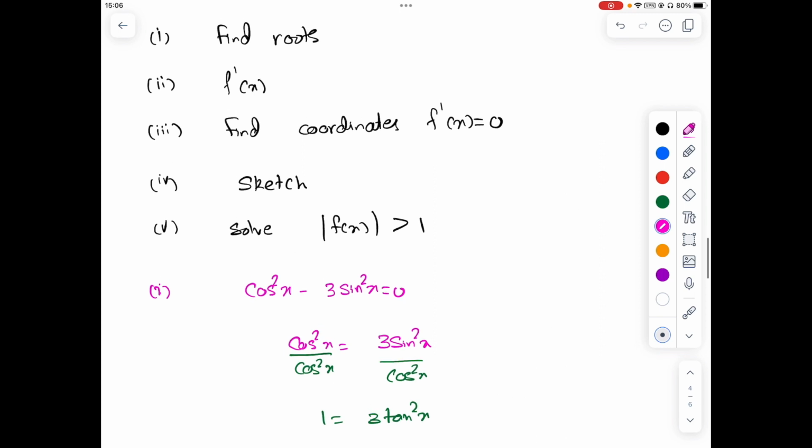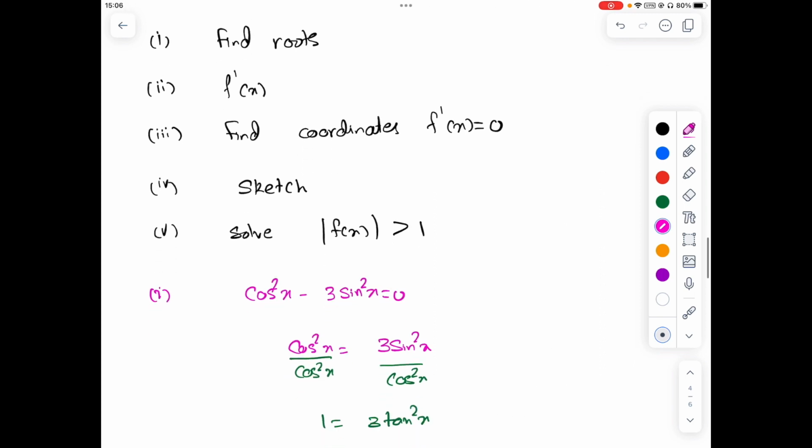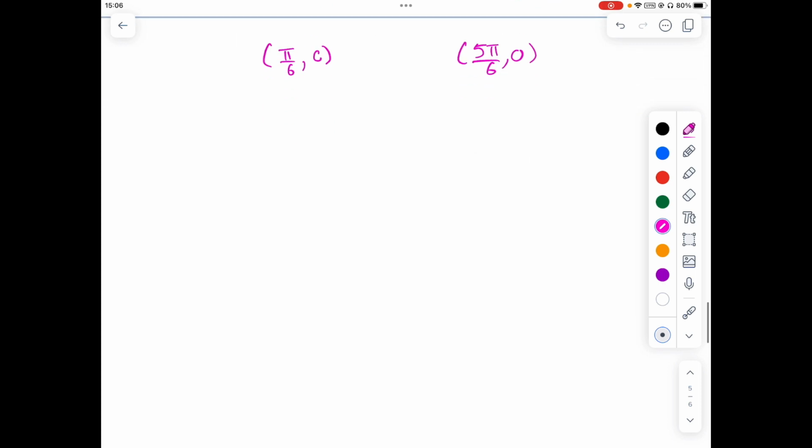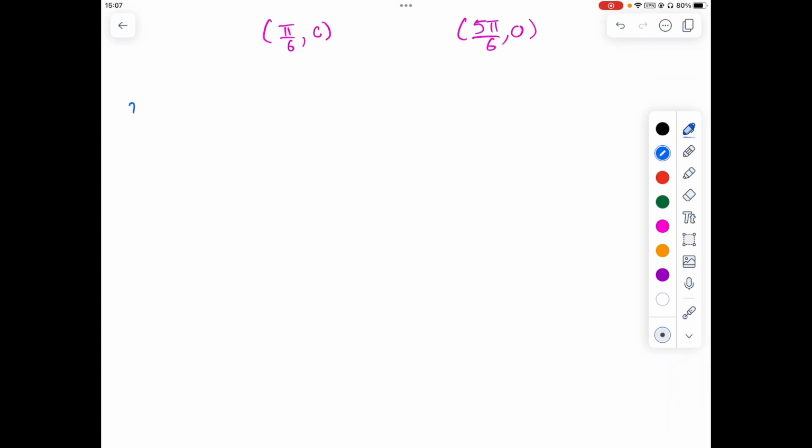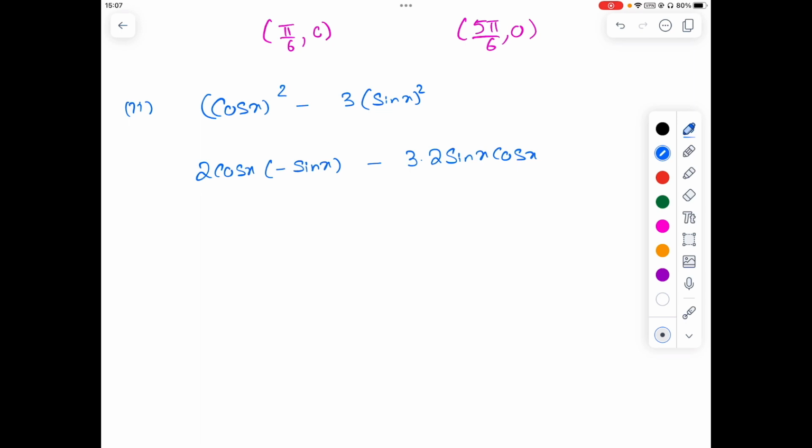Now coming to part 2. Find f prime x. So cos x whole square minus 3 sin x whole square. The derivative is 2 cos x, and cos x derivative is nothing but negative sin x. Minus 3 times 2 sin x, and sin x derivative is nothing but cos x. So it becomes negative 2 sin x cos x minus 6 sin x cos x. So the total answer is going to be negative 8 sin x cos x.